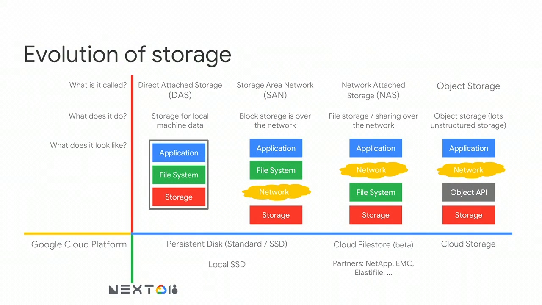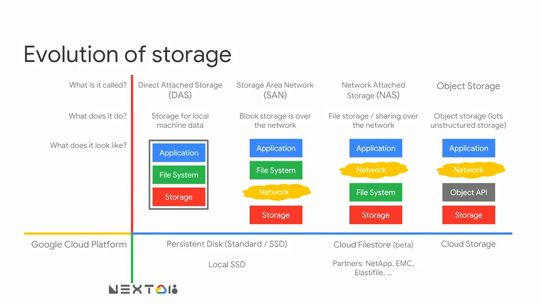So this is our block storage product for attaching to VMs. For network attached storage, so for a file system, we announced as recently as last month Cloud Filestore, which is now in beta, a file storage product for NAS solutions. We also have great partnerships with NetApp, EMC, Elastifile, who are also offering their solutions as part of GCP. And then for object storage, you'll hear me talk about Cloud Storage as our object storage solution.